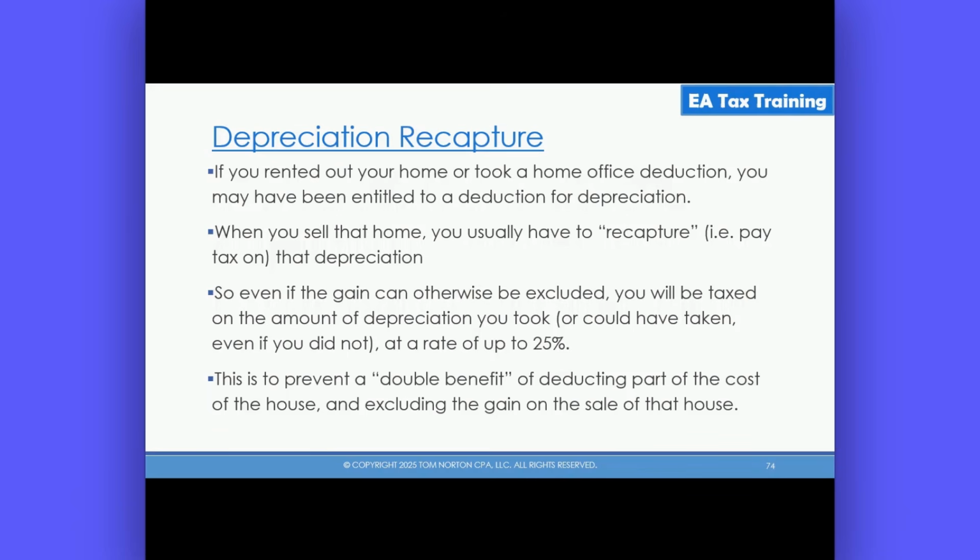We'll get into all the 1250 property stuff in part 2, so don't worry about that now. For now, just know that depreciation recapture is taxable at a maximum rate of 25%. And the purpose for this is to prevent a double benefit of both excluding the gain on the sale of your main residence and getting to take that depreciation deduction. And so they make you pay tax on the depreciation.